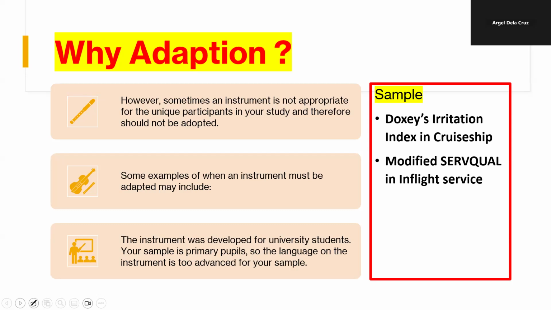So basically, we cannot just apply the Doxey irritation model directly. We need to modify it because it has different variables and different perceptions that are unique to the research locale. And of course, there are cases where the instrument was developed, for example, for university students. We might want to downgrade the language and also apply a particular aspect of that instrument to the real-life scenario of the high school student because the subject might not be the same.